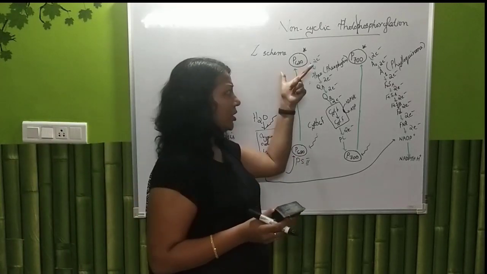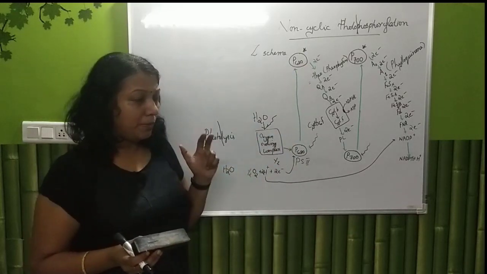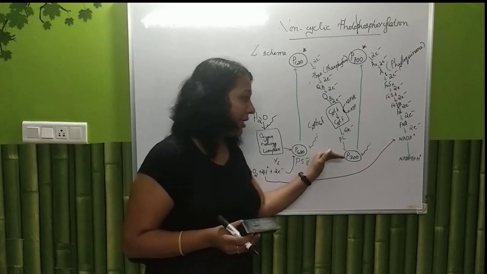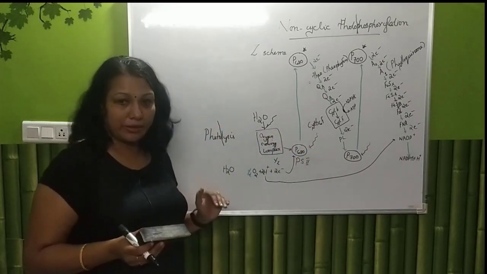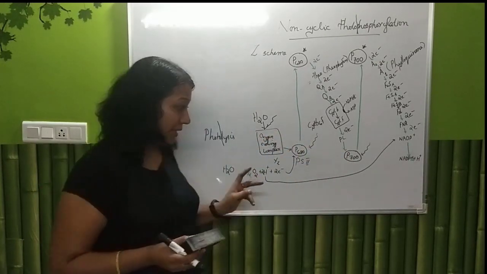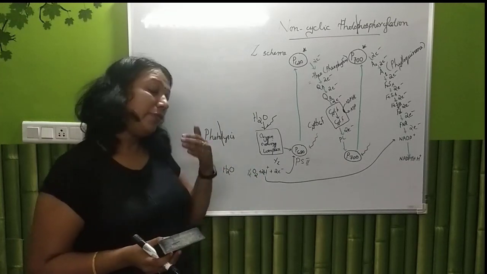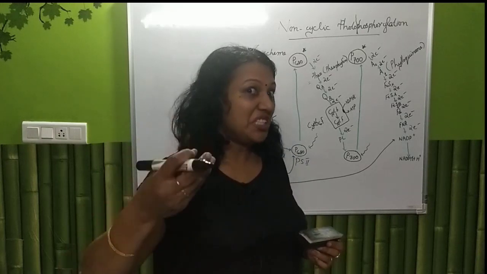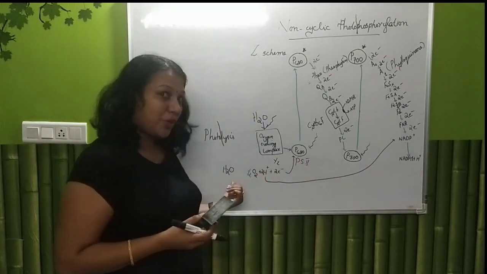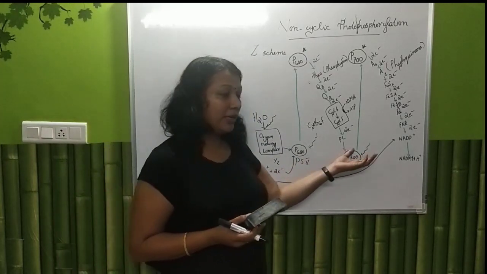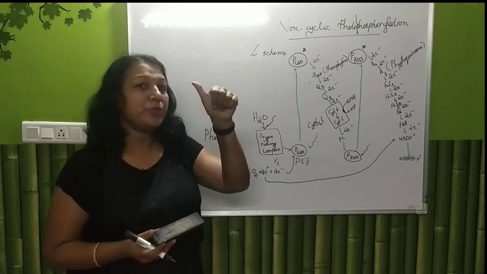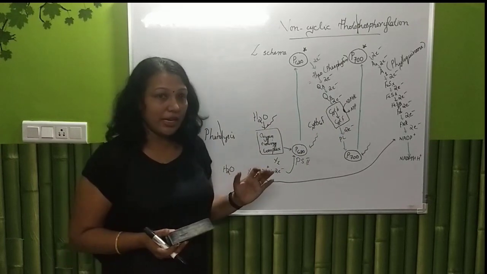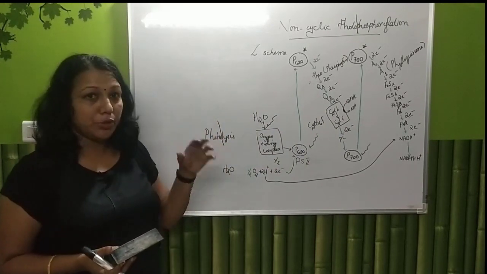Second point, non-cyclic photophosphorylation possesses both pigment systems. PS1 and PS2 are there. There is photolysis of water, there is evolution of oxygen, right? We will always tell that in photosynthesis there is evolution of oxygen. So oxygen production is happening here. Then the energy molecule ATP is produced, yes. NADPH2 is also produced, yes. Right? So these are the major points you have to remember.